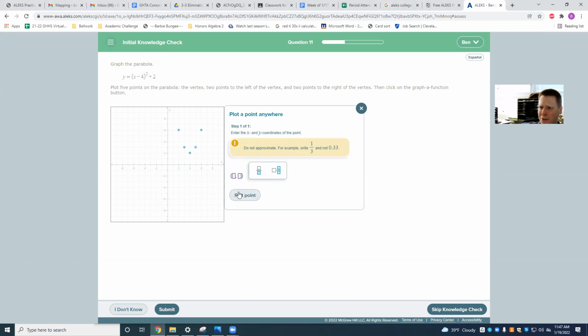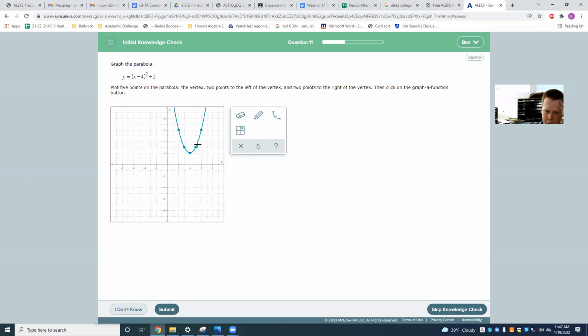I'm going to cut this off because I ran out of time during my lunch when I was making this video. But then you would click graph a function. It'll automatically graph between the points you plot.